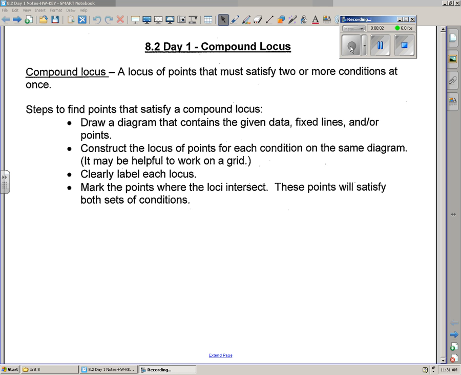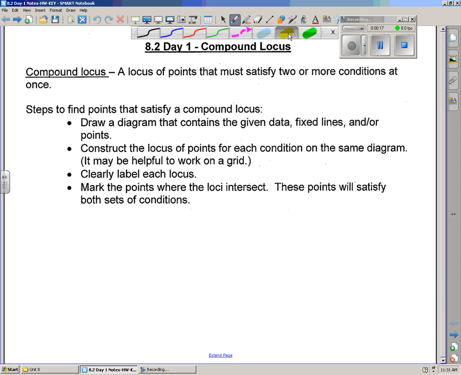So for today's lesson, we're going to do compound locus. You should know the 5 basic loci from yesterday. Compound locus is still a locus of points, but it's going to be a locus of points that satisfies 2 or more conditions at the same time.